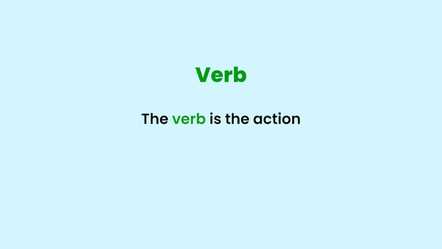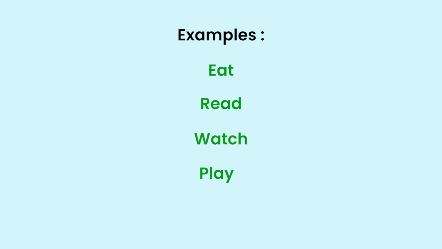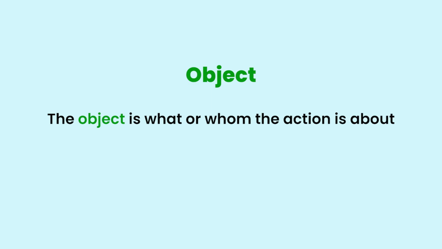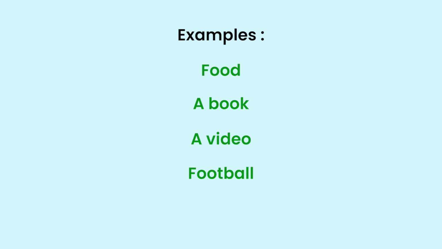The verb is the action. Examples: eat, read, watch, play, learn. The object is what or whom the action is about. Examples: food, a book, a video, football, English.